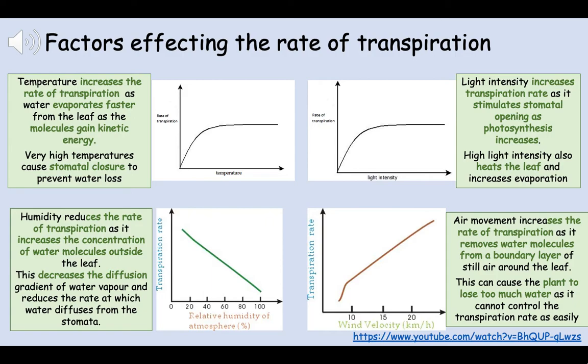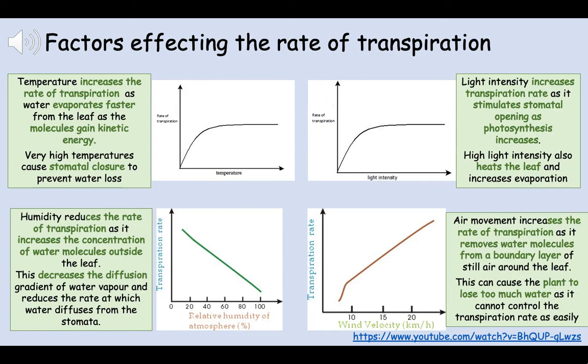However, if we have high humidity, so lots of water molecules around the leaf area, then that's not a very strong concentration gradient. And this means that the water molecules are going to diffuse slightly slower off the leaf. So if we have lots of water molecules in the atmosphere around the plant, that means we have high humidity, and that means that transpiration rate will decrease, it will slow down.